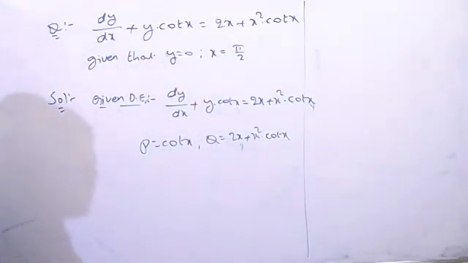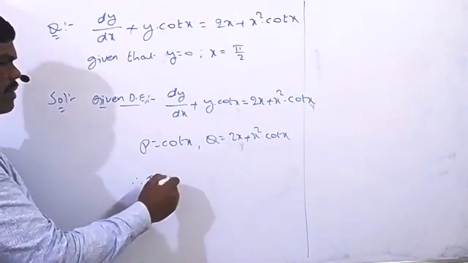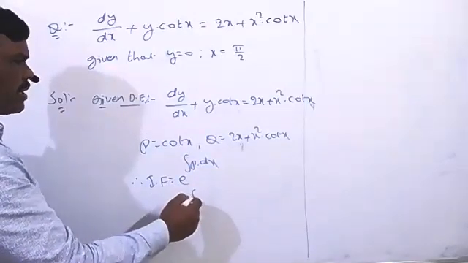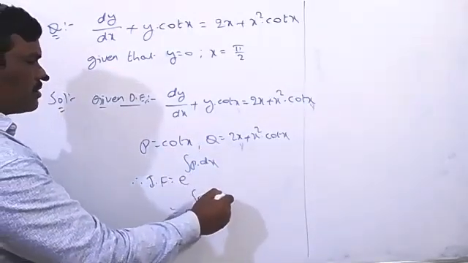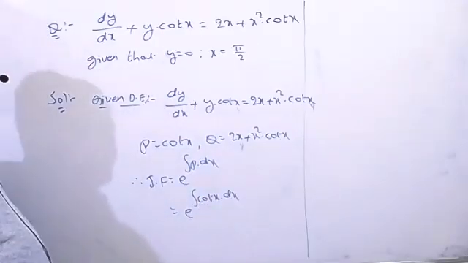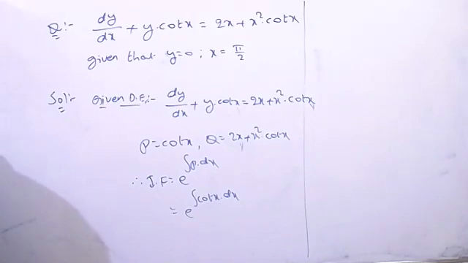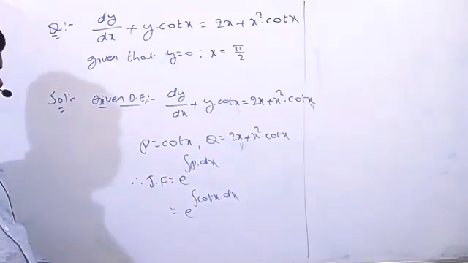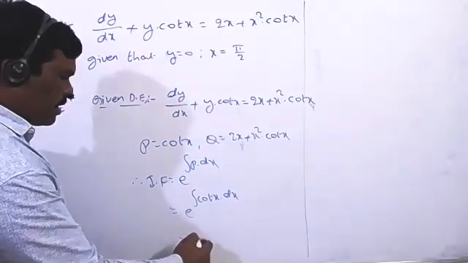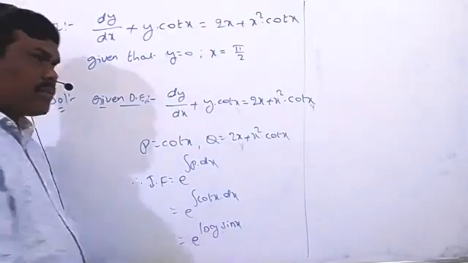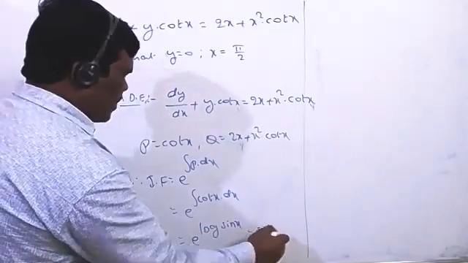Now find the integrating factor. Integrating factor equal to e power integration of p dx, so e power integration of cot x dx. Now tell me, what is the formula for the integration of cot x? Integration of cot x is log sin x, correct? So e power log sin x equals sin x. This is the integrating factor.